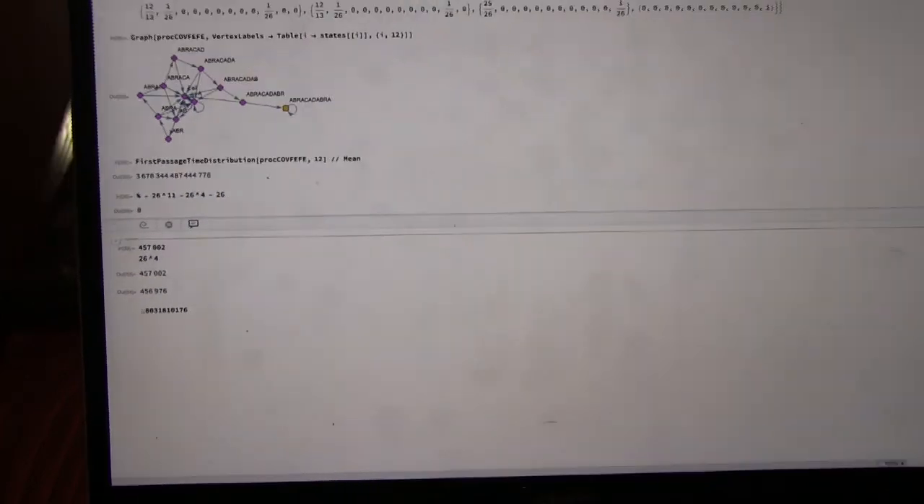So for abracadabra, the expected stopping time is not 26 to the 11th. It's 26 to the 11th plus 26 to the 4th plus 26. Sorry for turning the screen like that. So what do you think? Why do you think it's longer?